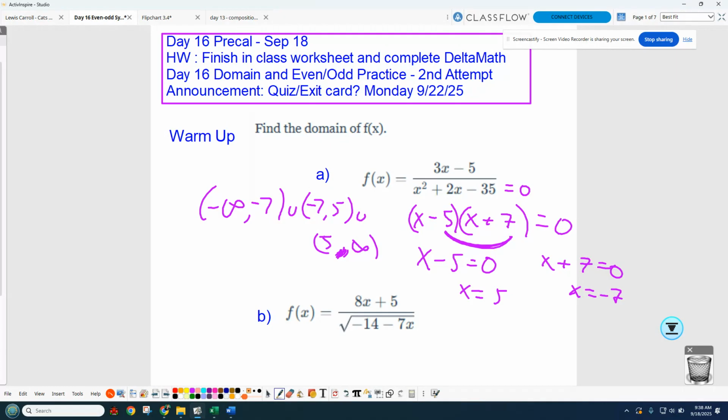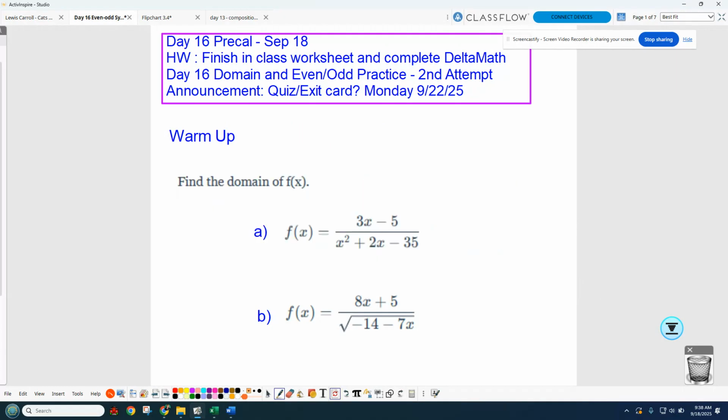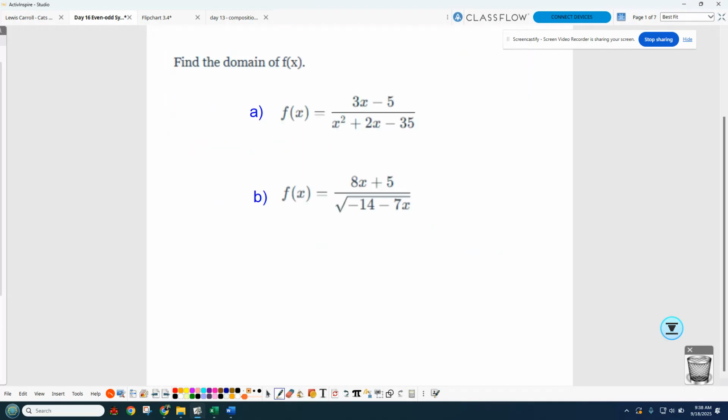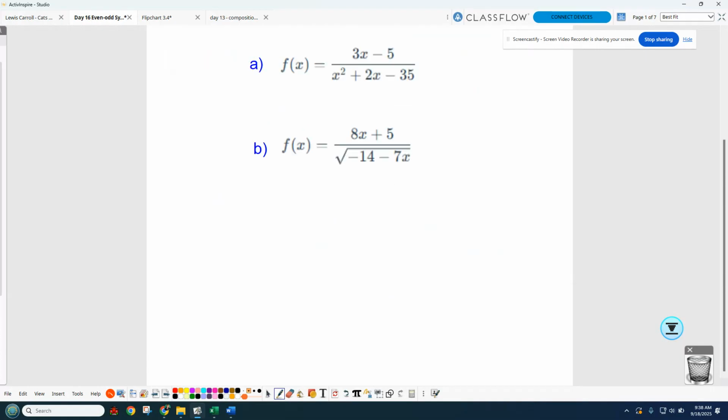Joaquin, what do I do with the bottom one? So I'm not allowed to divide by 0. Is that denominator, could it ever be 0? No? Spencer, what do you think? Is there a time when that could be 0?